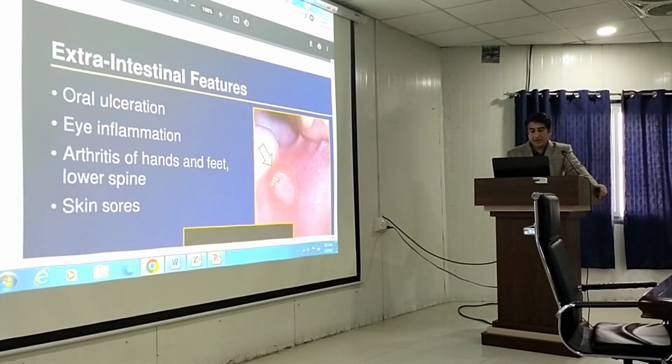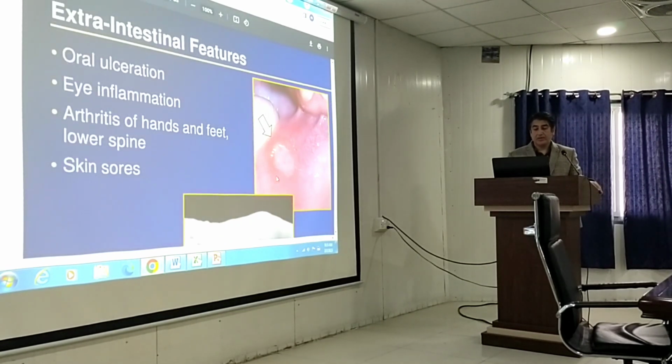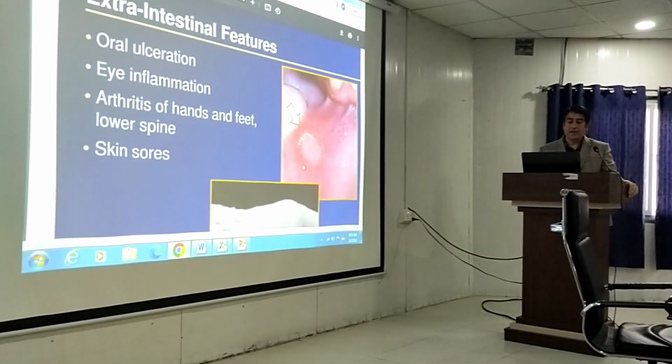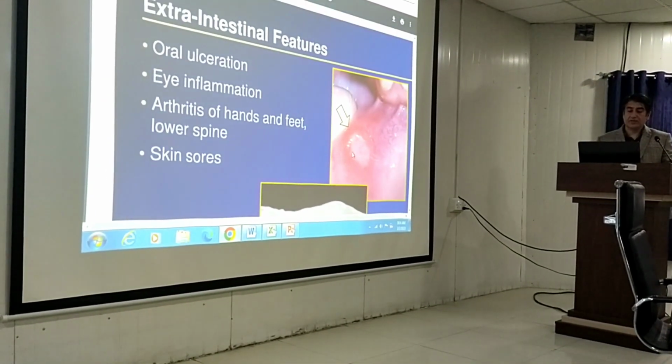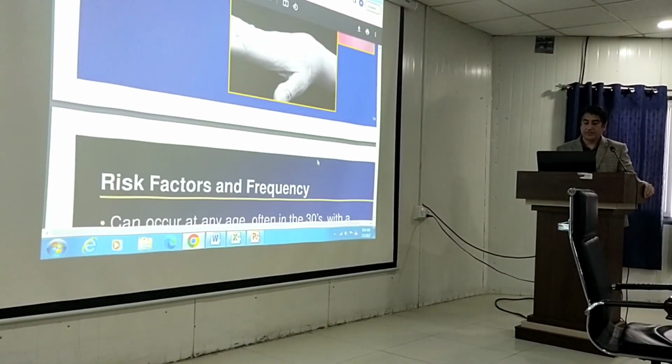There are certain extra intestinal features associated with the ulcerative colitis. The oral ulcerations, eye inflammation, they can have uveitis, episcleritis, arthritis of hands and feet, lower spine, skin sores, Sweet syndrome is one associated with the ulcerative colitis, joint pains. These are the extra intestinal features associated with the ulcerative colitis.